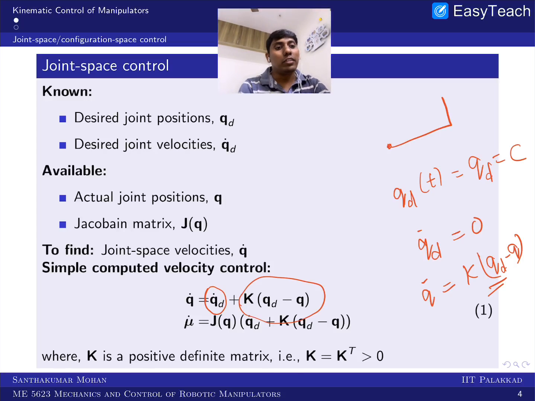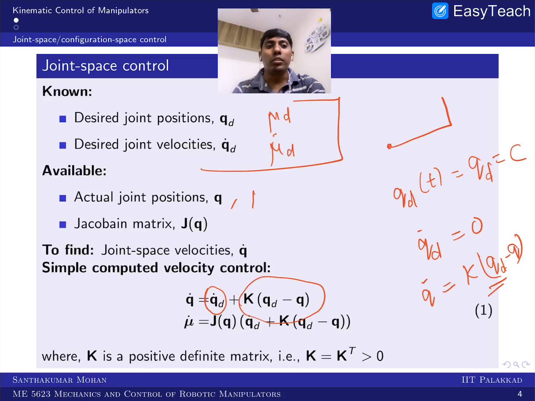So now imagine, this is not the case. I wanted a task based control, in the sense the known quantities are mu desired and mu desired dot. These two are known and given, and the actual joint position and the actual task space position are known, and the Jacobian matrix is known.